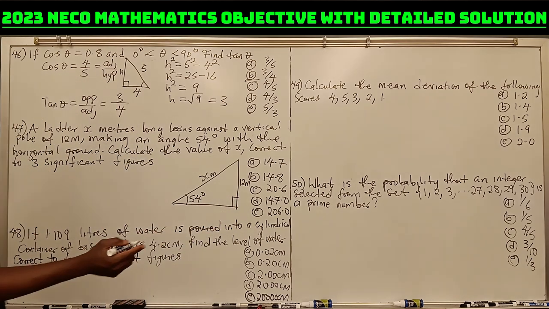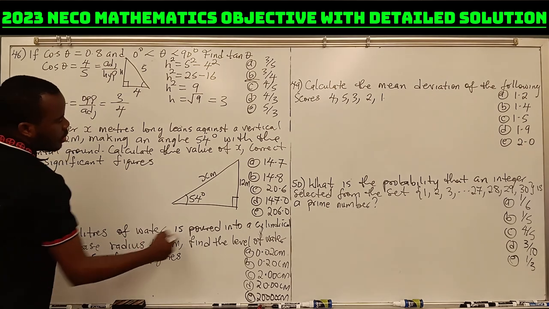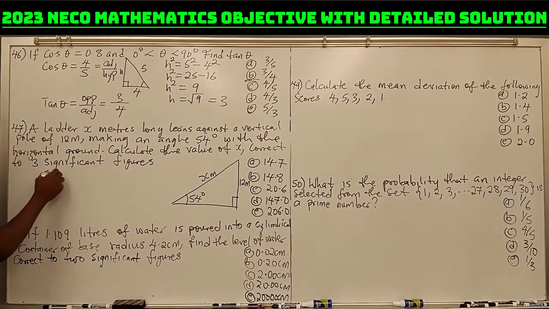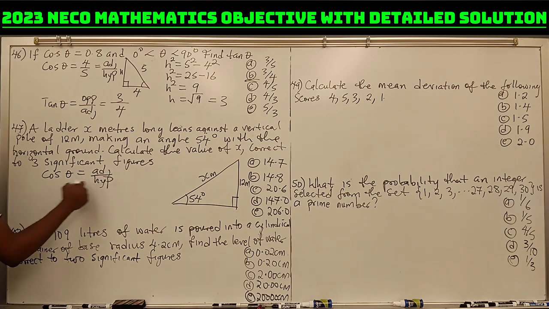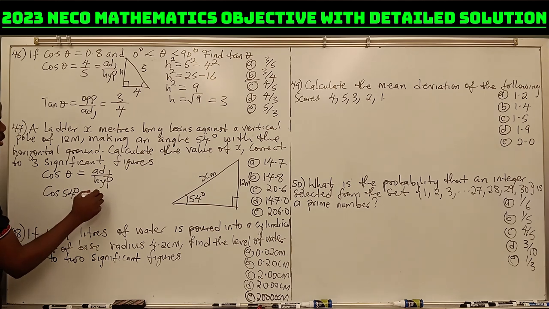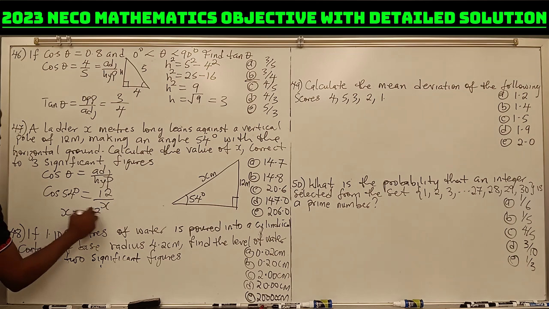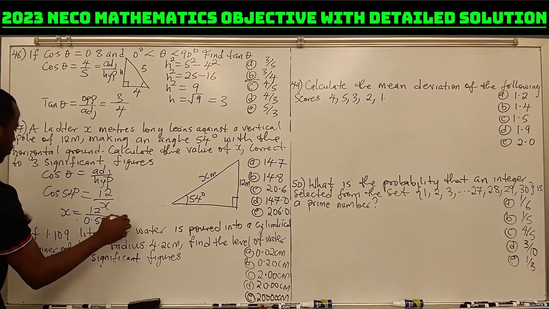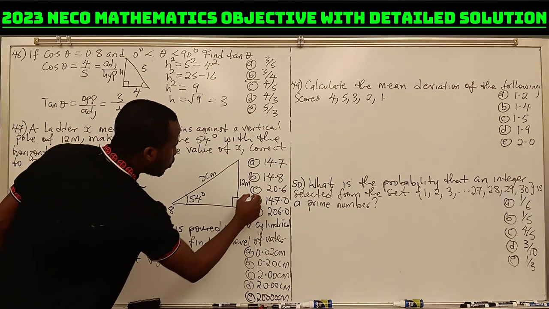So we use trig ratios also to find the value of x. This is adjacent, this is hypotenuse. What comes to mind is cos. Cos theta is adjacent over hypotenuse, and we have cos 54 degrees. Adjacent is 12, hypotenuse is x. So x will be 12 over cos 54. Cos 54 is 0.5877, which gives 20.418. The correct option is C.